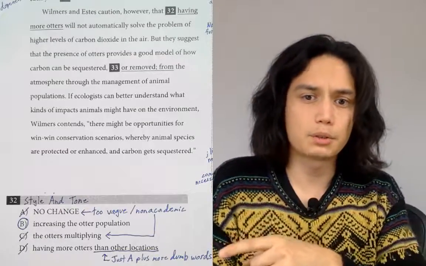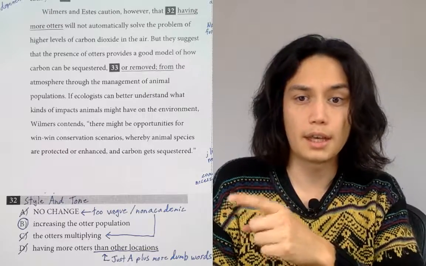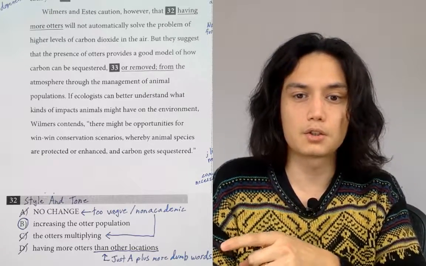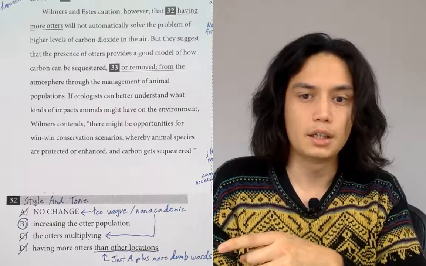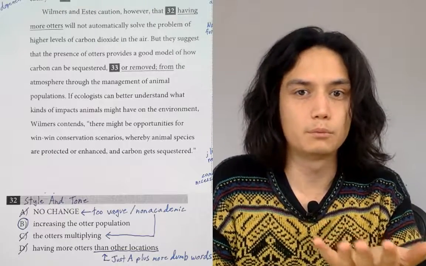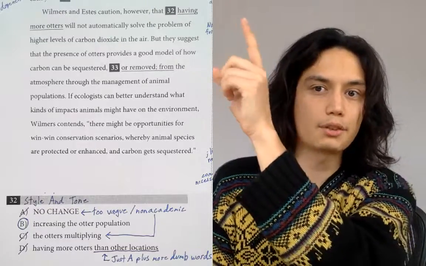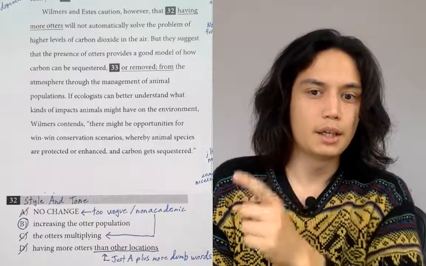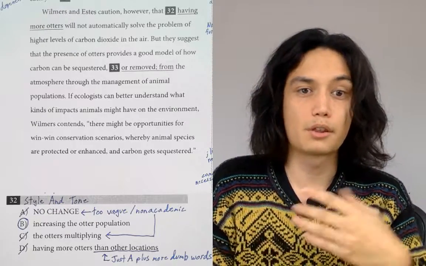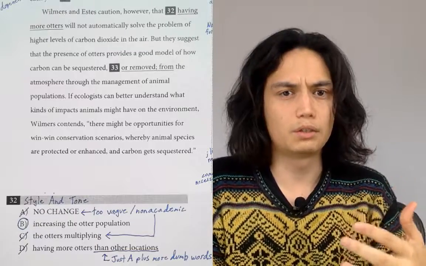And here, the difference between answer choice D and answer choice A is that answer choice D is just the same thing as answer choice A, except it adds more dumb words. Answer choice A says having more otters won't automatically solve the problem, and answer choice D says having more otters than other locations won't solve the problem.